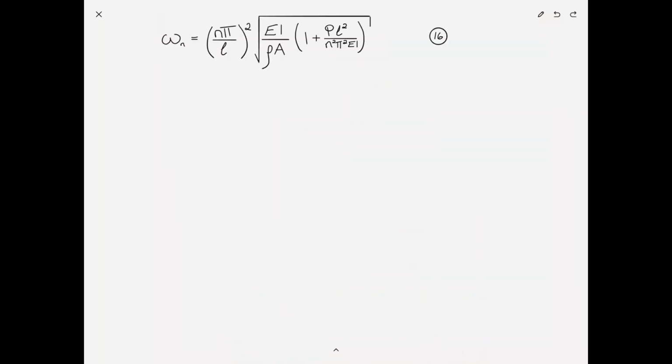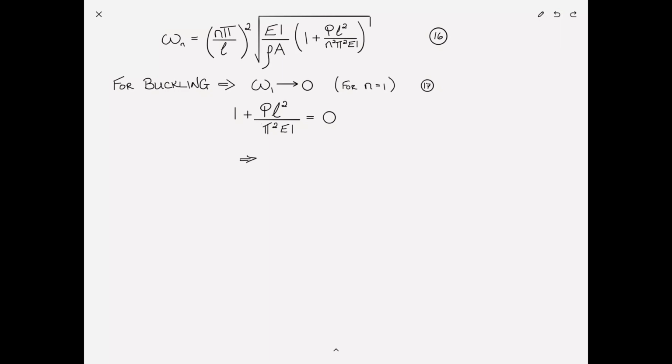So first we copy equation 16 down, and then we implement that for buckling to occur, the fundamental frequency, omega 1, goes to 0. Because we're dealing with a fundamental frequency, n is equal to 1. Let's give this a number, 17. Then it should be fairly clear by inspection that in order for omega n to go to 0, this quantity under the square root needs to go to 0. So 1 plus PL squared divided by pi squared EI is equal to 0. And we can solve this for P as P equals minus pi over L squared times EI.